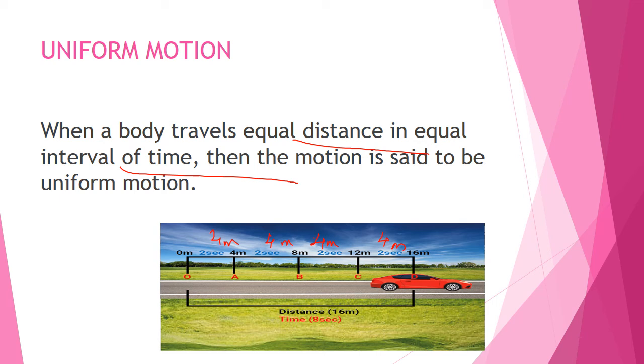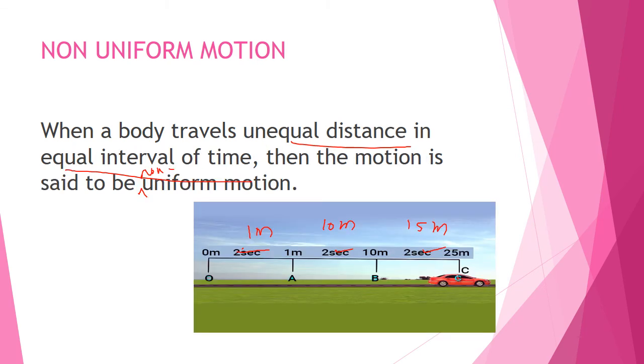Okay. So like that, if the body is traveling equal distance in equal interval of time. Each 2 seconds, the body is traveling 4 meters. So we can define uniform motion as when the body travels equal distance in equal interval of time, then the motion is said to be uniform motion. Okay, the interval of time is equal. If we are taking the same interval of time and the body travels equal distance, then we can say it is in uniform motion.